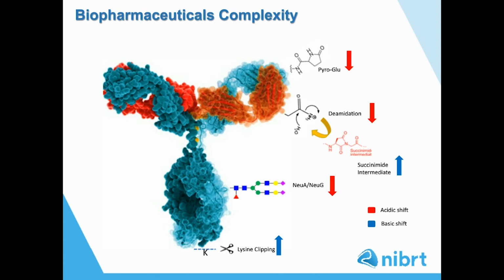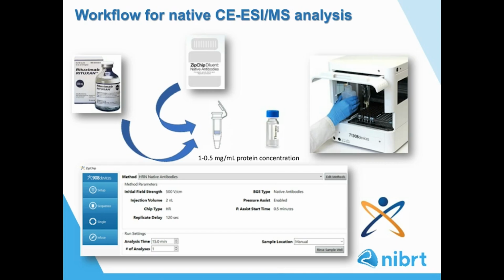The ZipChip device is probably the best example of how CE could be easily hyphenated to a mass spectrometer with a quick analysis and low sample consumption. For the sample preparation, we only perform the buffer exchange of the protein with the native antibody diluent that is provided in the ZipChip native kit. And this buffer exchange step is also used to reach the right protein concentration that should be between 0.5 and 1 milligram per ml.